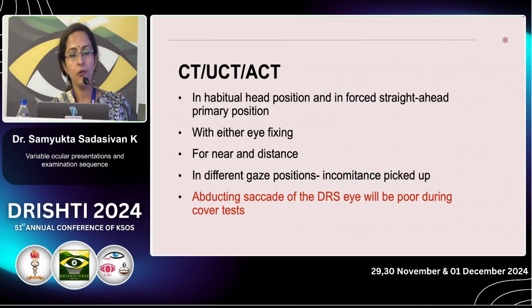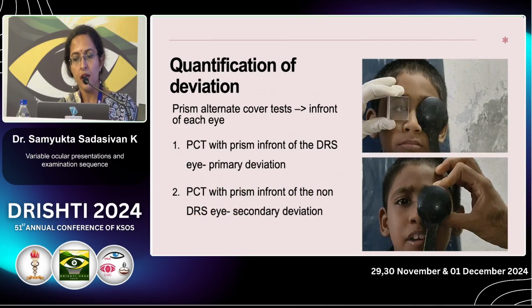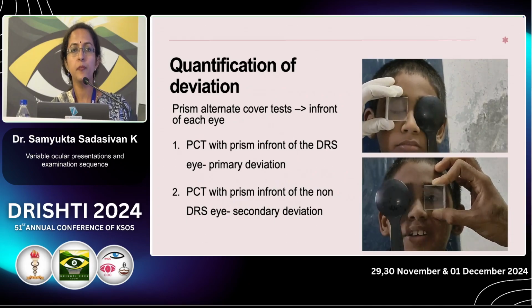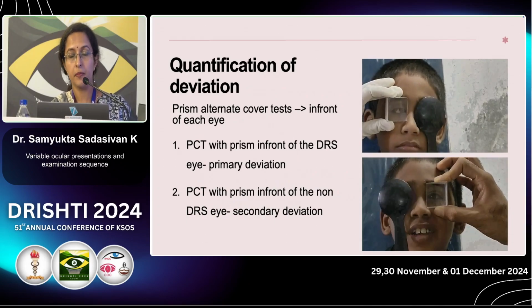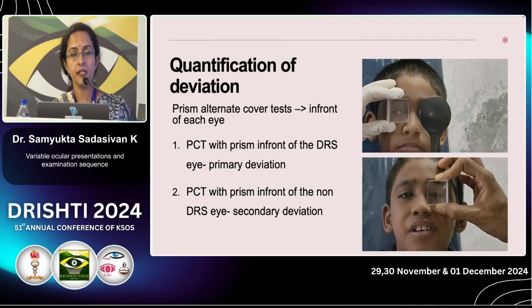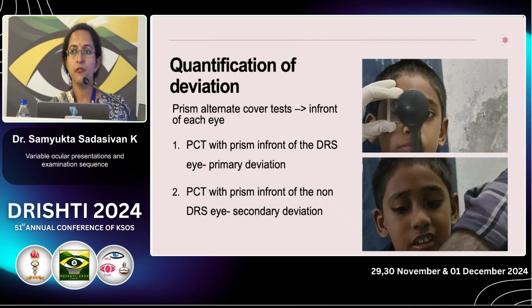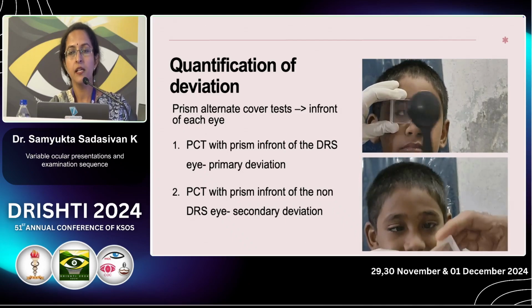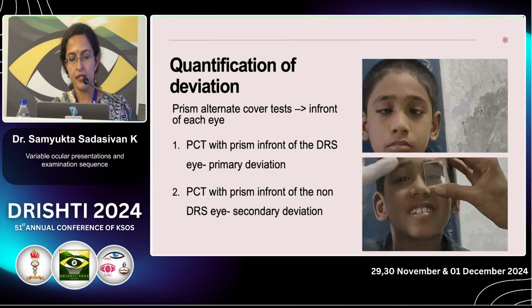Cover tests follow to be done in habitual head position and also in the forced straight ahead primary position. Abducting saccade of the DRS eye will be poor during the cover test. You quantify the deviations by doing prolonged prism alternate cover tests to be done with the prism in front of either eye separately. So this will give you the primary and secondary deviations.